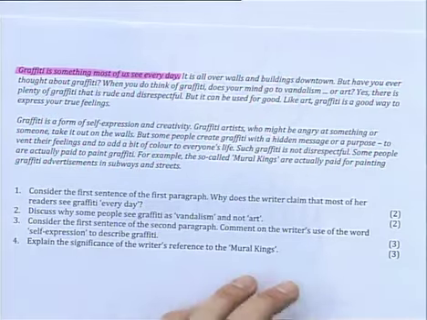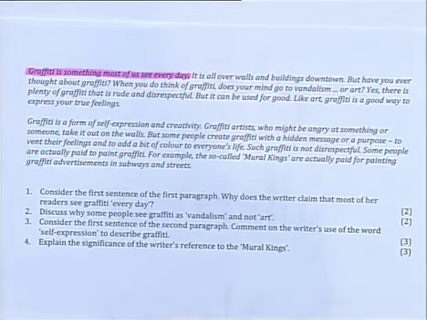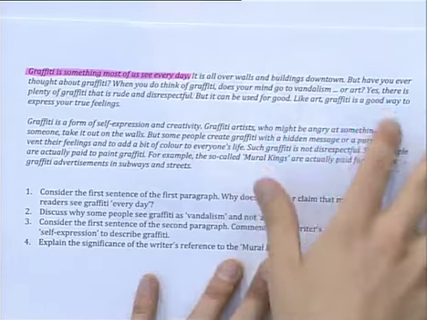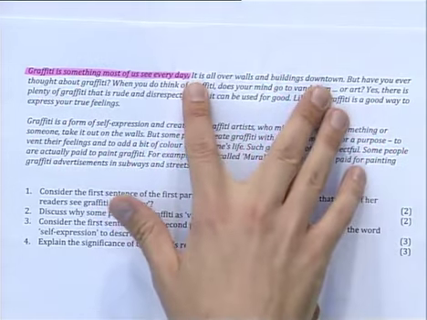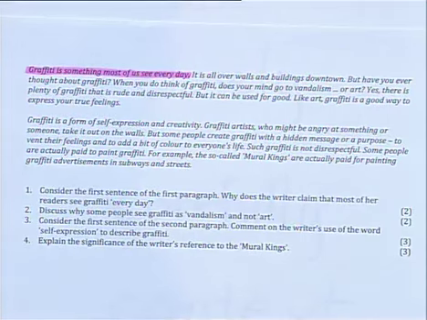Let's read the rest of the paragraph and see if we can't find our answer there. It is all over walls and buildings downtown. But have you ever thought about graffiti? Okay, now the writer's asking another question. Let's just stop and look at that second sentence. Can you see how we're reading carefully and closely? We're not just reading and skipping over. Let's take that second sentence and see if we can answer that first question. Why does the writer claim that most of her readers see graffiti every day? The second sentence says, it is all over walls and buildings downtown.